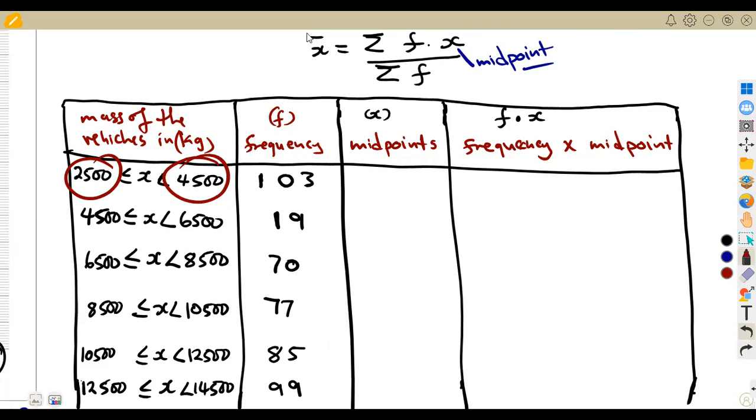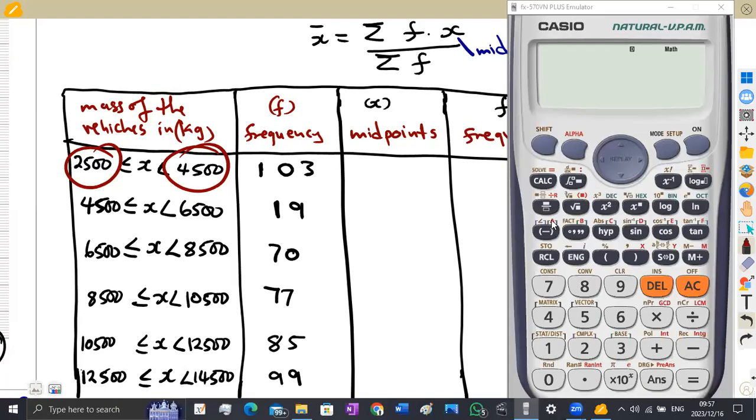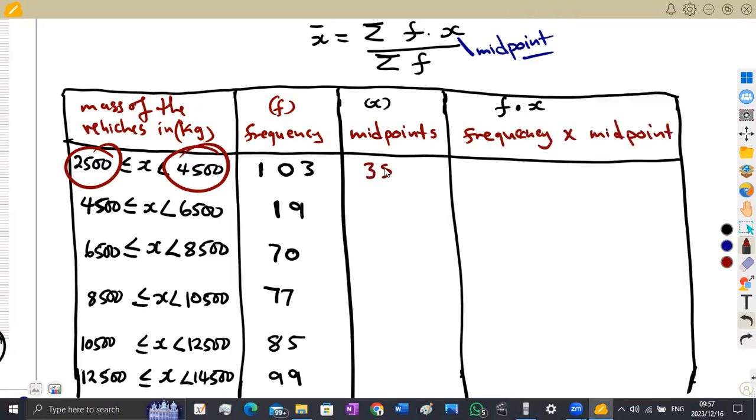All right, let's do this. Just want you to see the calculator here. We're just going to put a fraction. You add the lower and the upper, the smaller to the last, that is the lower class, upper class. So you're going to add the lower boundary to the upper boundary. So that's 2,500 plus 4,500, and you divide by 2. That's the center, the midpoint. So it's going to be 3,500.